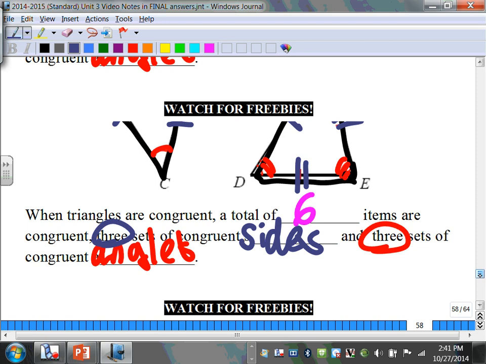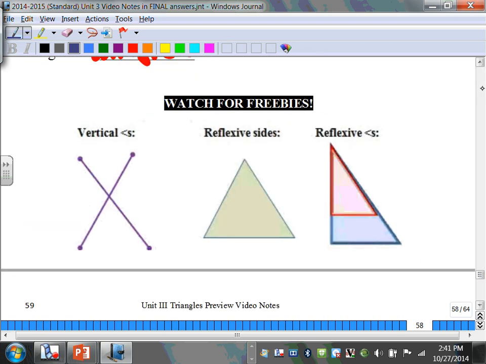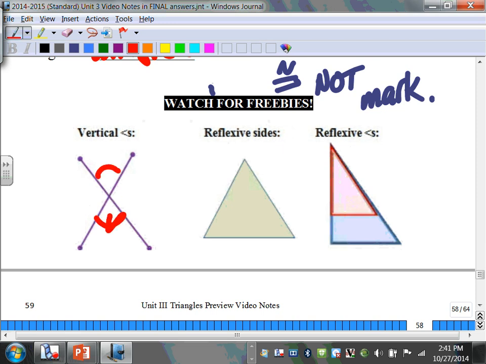Now, just as a reminder, how do we know things are congruent? We have to watch out for freebies. Things that are congruent, even if they're not marked. They're congruent, but not marked. There's 3 of them I want you to watch out for. 1 are vertical angles. So if you see them, sweep them, and put A for a pair of angles in a circle.